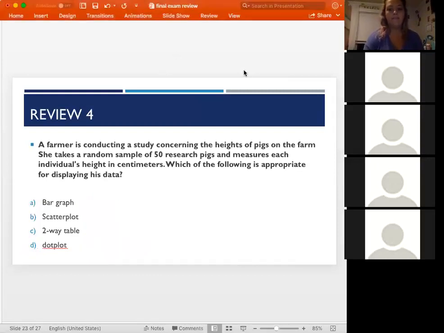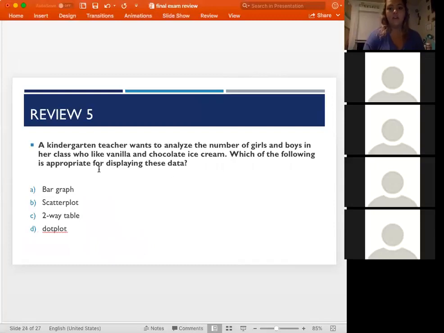All right, we're trucking, y'all. A kindergarten teacher wants to analyze the number of girls and boys in her class who like vanilla and chocolate ice cream. Which of the following is appropriate for displaying this data? As you can see, this is something that I feel like people struggle with remembering, so we do a lot of these, but go ahead and let me know what you think the answer is for this one.